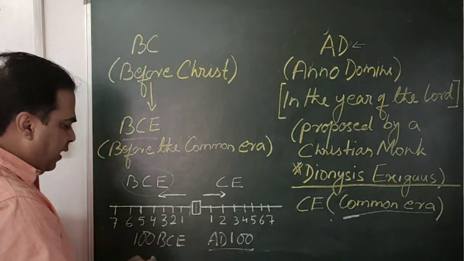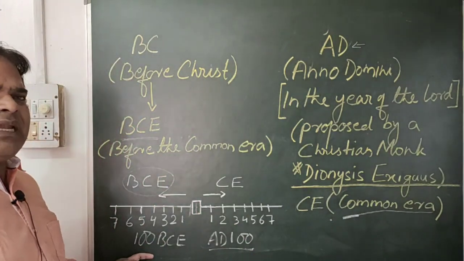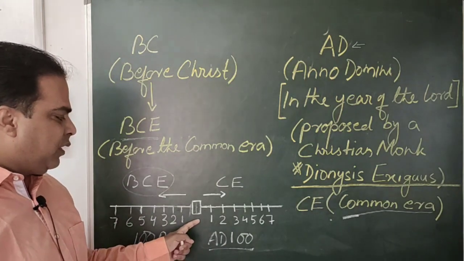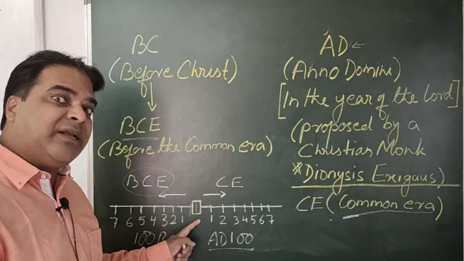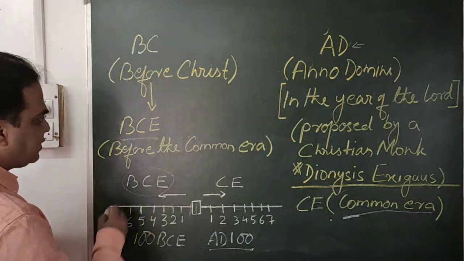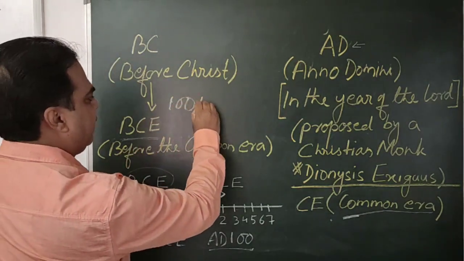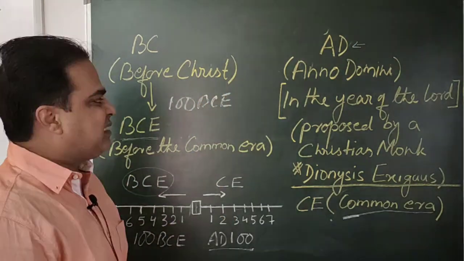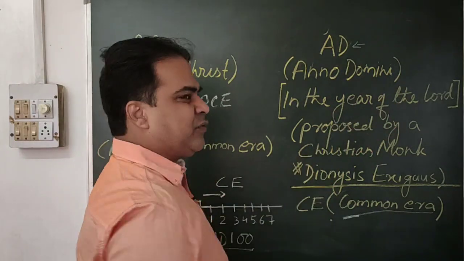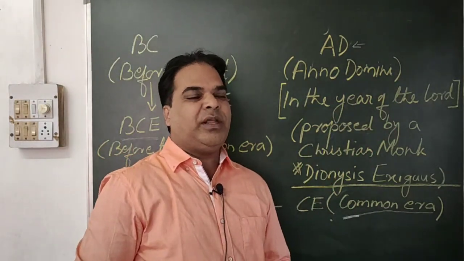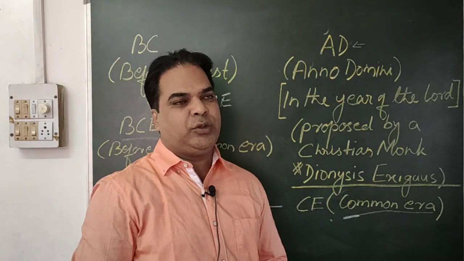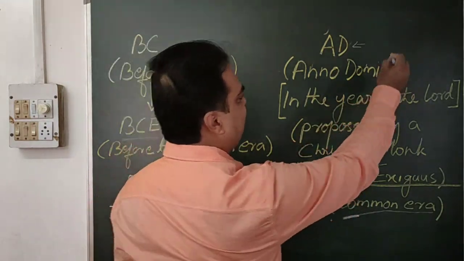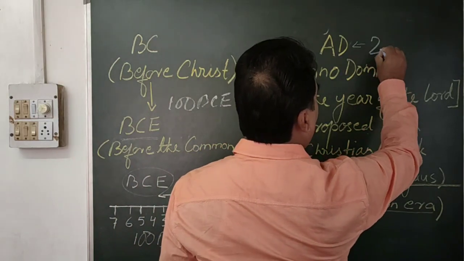Suppose for example, Julius Caesar was born 100 years before the birth of Christ. What will we write? We will write it as 100 BCE. Okay, same way, suppose for example you were born in the year 2002 or before that 1999 you were born. So we'll write it simply as AD 2002.